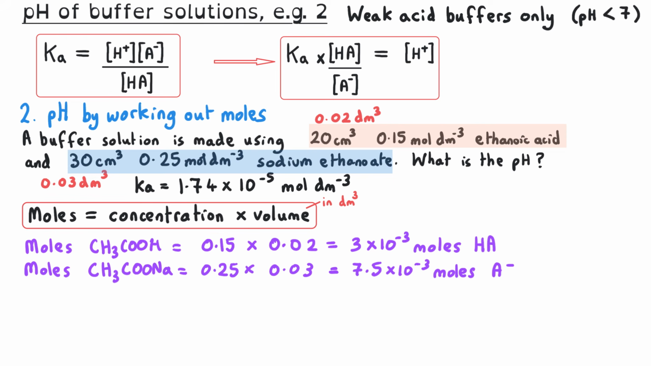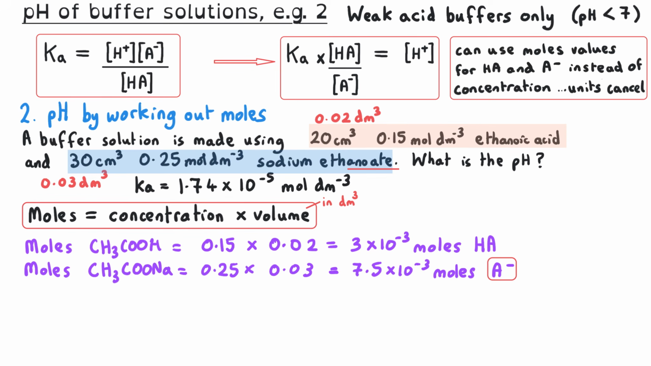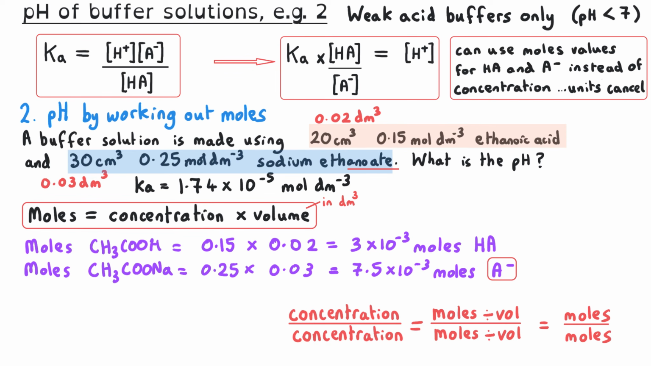And we can tell from the name, because it ends in anoate, that this is the salt of the weak acid. So this is our A minus moles. For buffer calculations, you can actually use moles values instead of concentrations, as the units will cancel out. And remember that moles is proportional to volume, and it's the ratio that is the key here, for the weak acid to the salt concentration, or the weak acid to the salt moles.